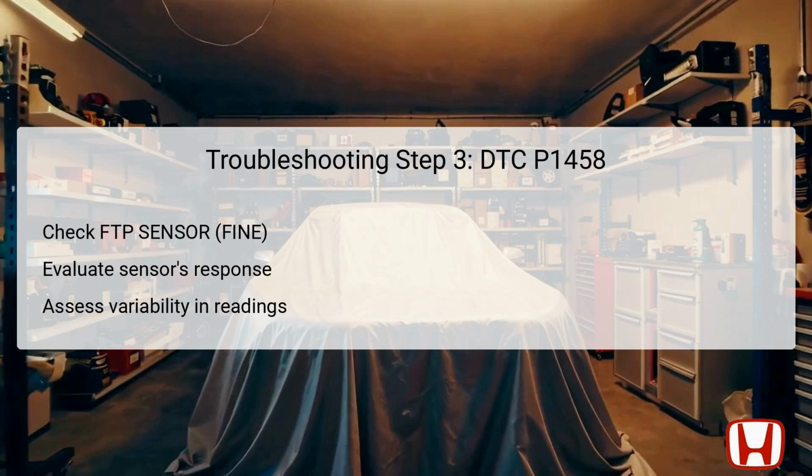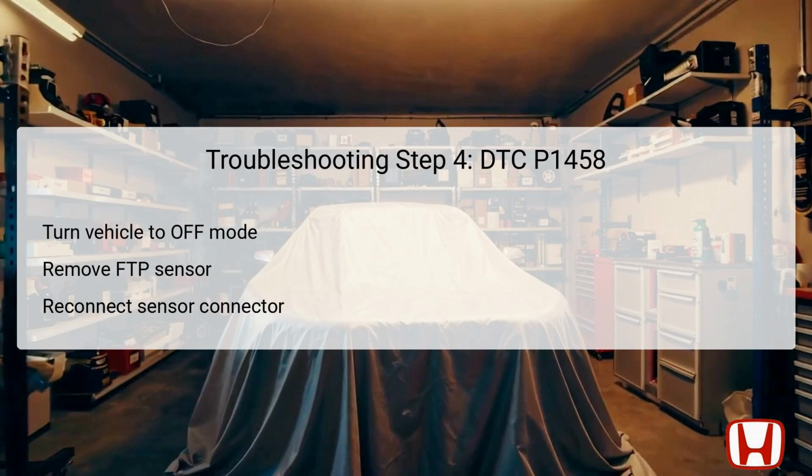If the sensor does not exhibit this variability, you may be looking at an intermittent failure, meaning the issue may not be consistent but requires attention. It's advisable to check for any loose connections or corrosion at the FTP sensor, the EVAP canister vent shut valve, and the powertrain control module, PCM. Additionally, examining the EVAP vent hose for blockages can uncover hidden faults that affect performance.